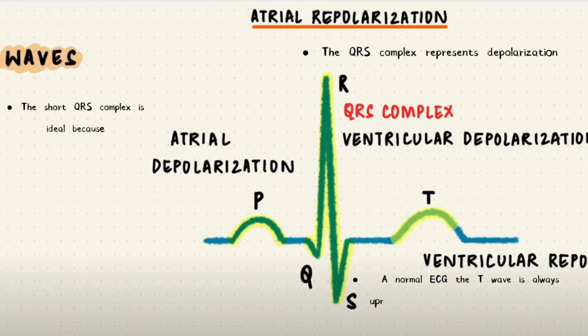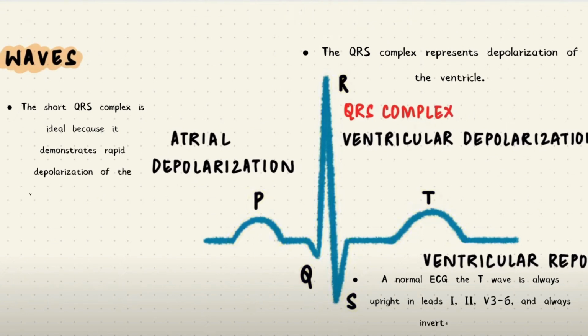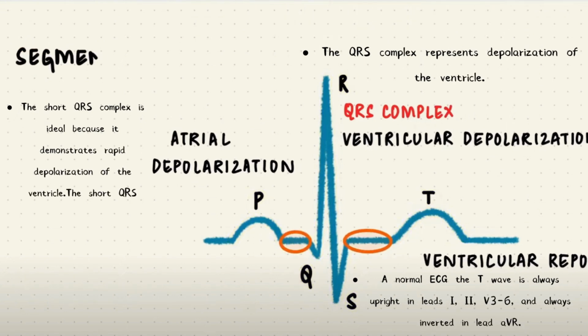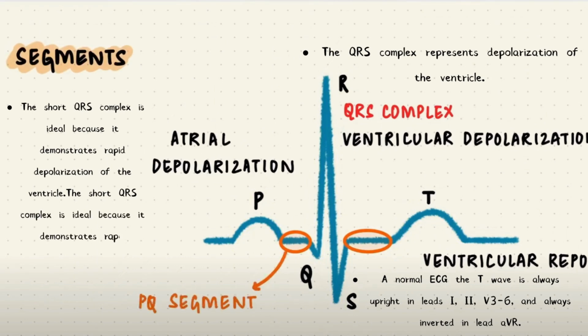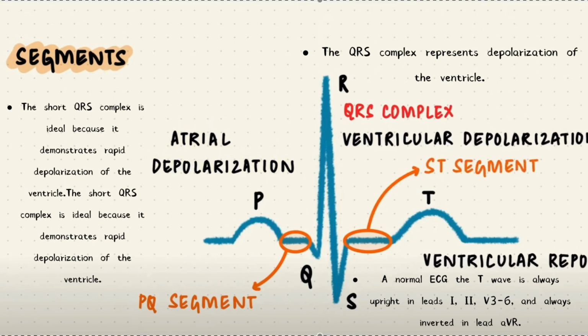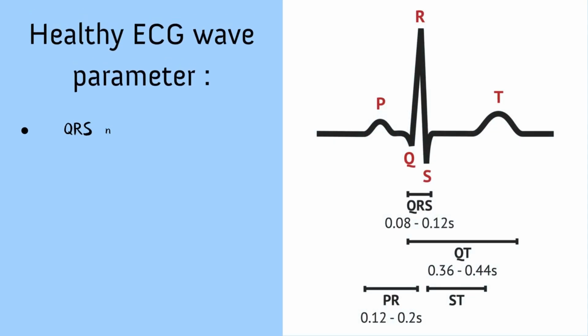For a normal ECG, the T wave is always upright in leads V3 to V6 and always inverted in lead aVR. The QRS complex represents the depolarization of the ventricle. A short QRS complex is ideal because it demonstrates rapid depolarization of the ventricle, which in turn means that the conduction system is functioning properly. The QRS needs to be 0.06 to 0.12 seconds, which shows a healthy ECG.